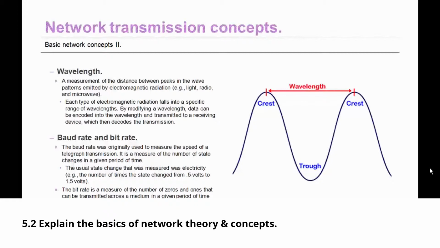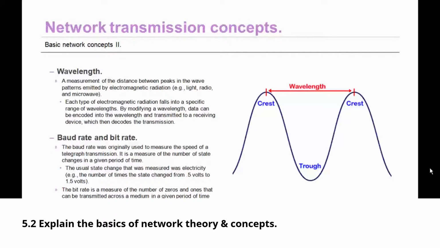Then there's baud rate and bit rate. The baud rate was originally used to measure the speed of a telegraph transmission. It is a measure of the number of state changes in a given period of time. The usual state change that was measured was electricity, as in the number of times the state changed from 0.5 volts to 1.5 volts.